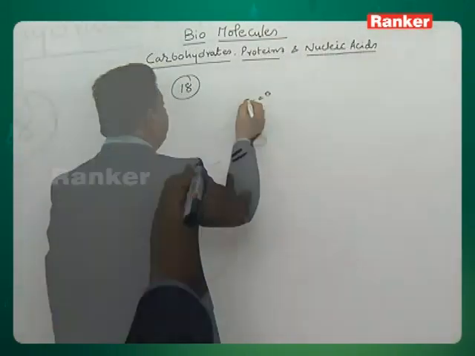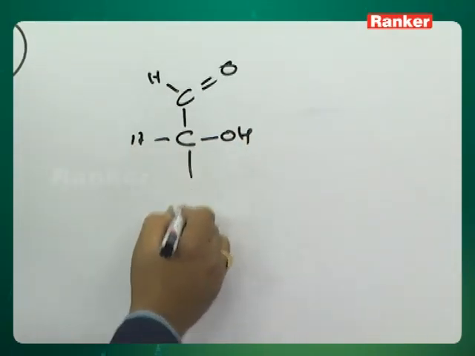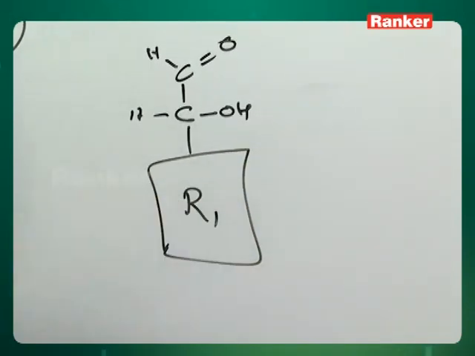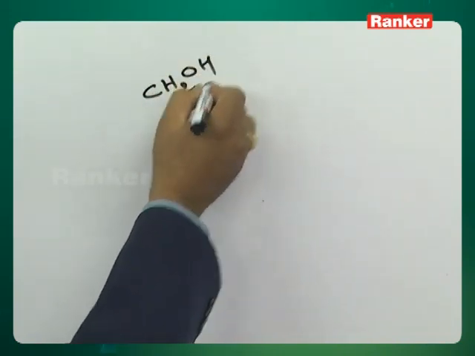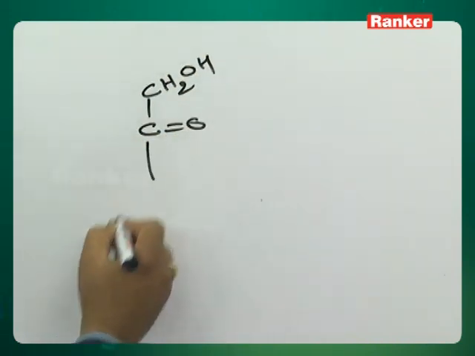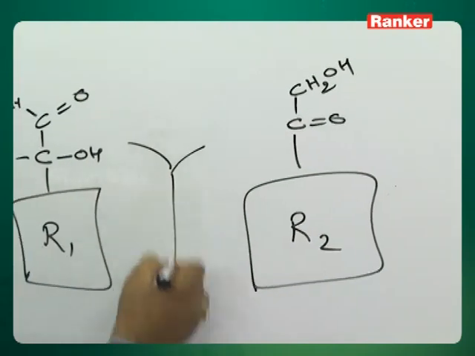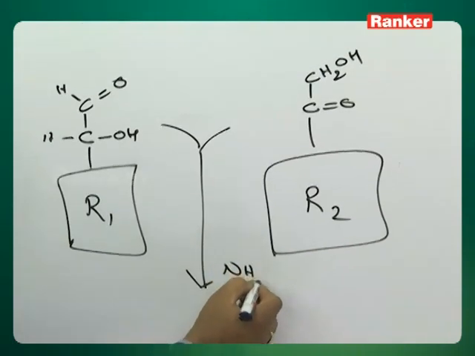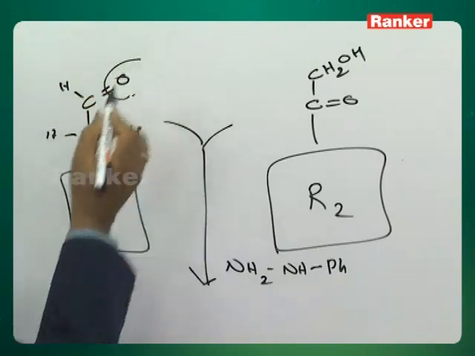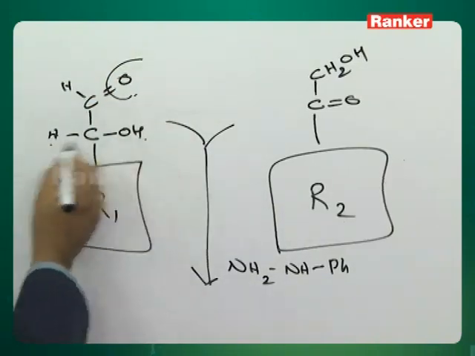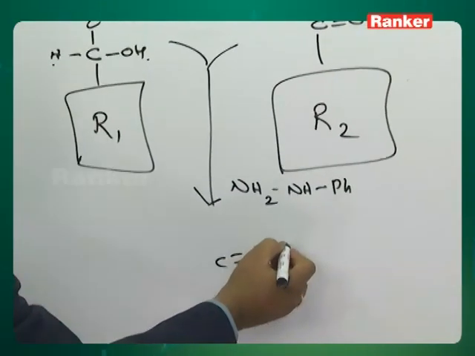In glucose we have at the first carbon an aldehyde, second carbon OH, and the body will be there, let us say R1. And fructose will have the first carbon non-chiral, the second carbon a carbonyl group, and this will have the R2, let us say. Both these compounds on adding NH2NH phenyl: the first molecule makes an osazone, the second molecule is oxidized, used for the oxidation, and finally what comes is a dihydrazone.